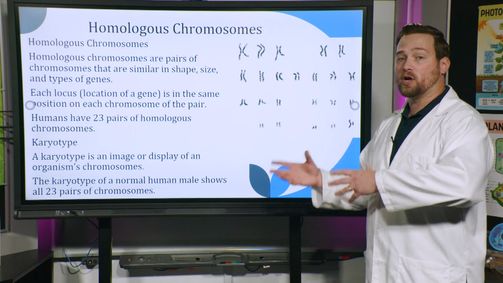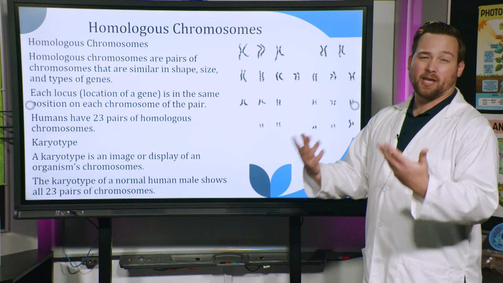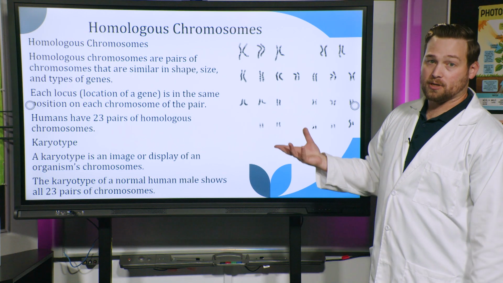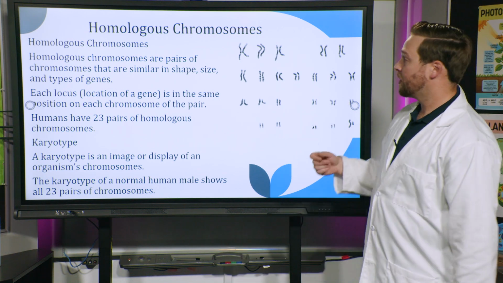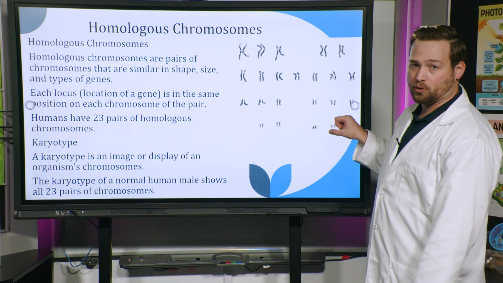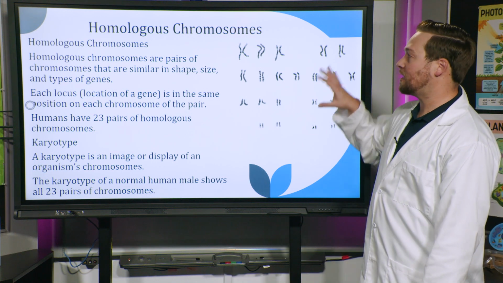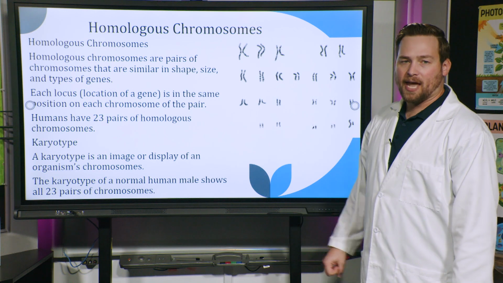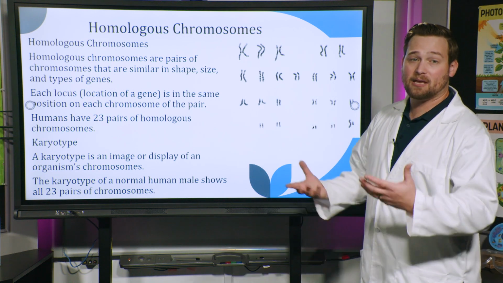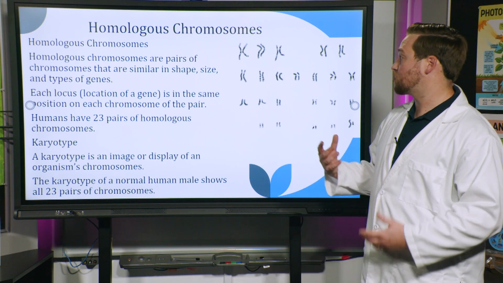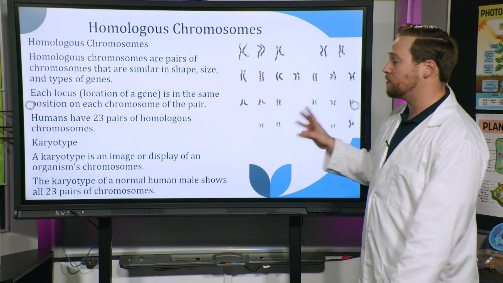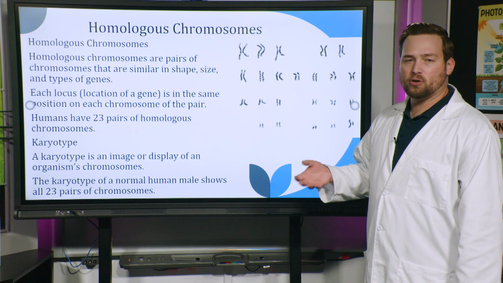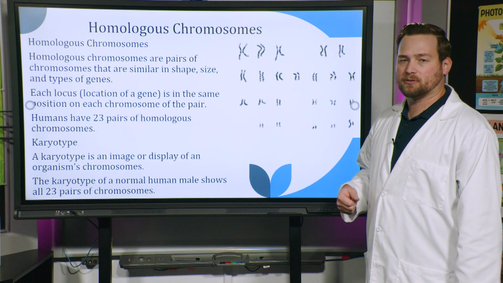And just depending on which one is more dominant is what we would kind of see. So here we have 23 pairs of chromosomes, and we call those homologous chromosomes. Okay, let's talk about this picture as a whole real quick. I know I kind of just talked about it, but I wanted to give you the name of it. What we're looking at here is a karyotype. A karyotype is an image that displays the organism's chromosomes. So here are all the chromosomes in a human. The karyotype of a normal human male shows all 23 pairs of chromosomes.